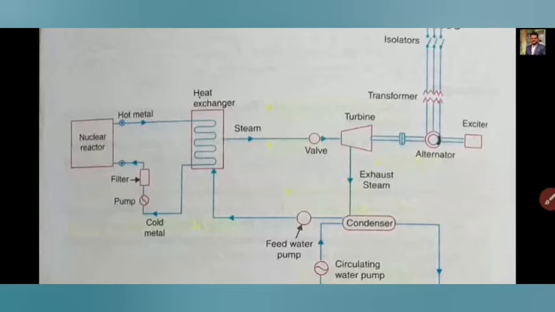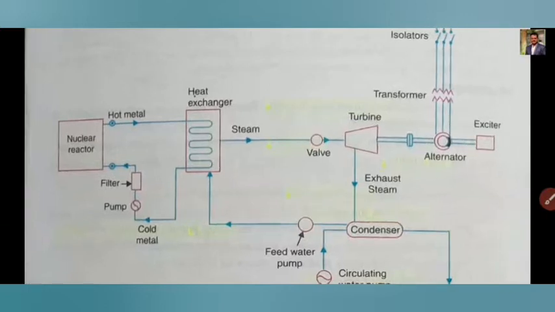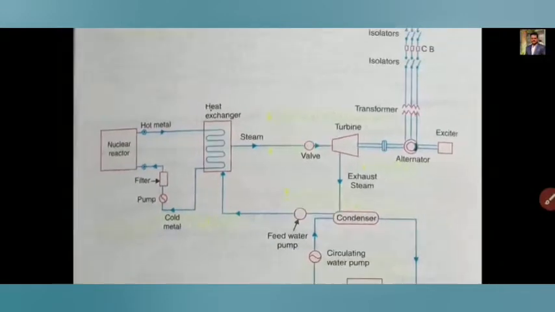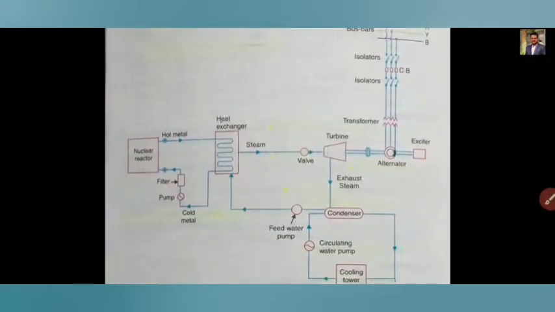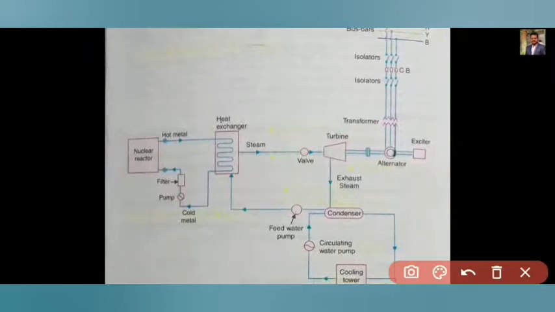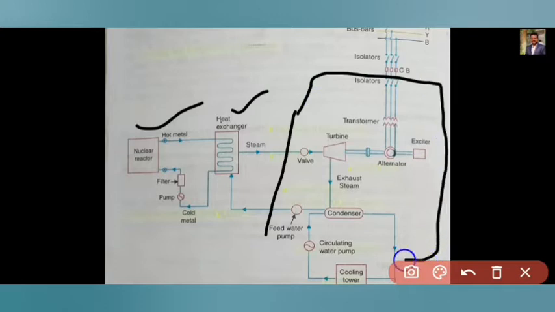First we will discuss the nuclear reactor, the total arrangement. Here you can see the total schematic diagram of the nuclear power station. This one is the nuclear reactor, then this is the heat exchanger, and these parts are the same as we discussed before for the thermal power station.